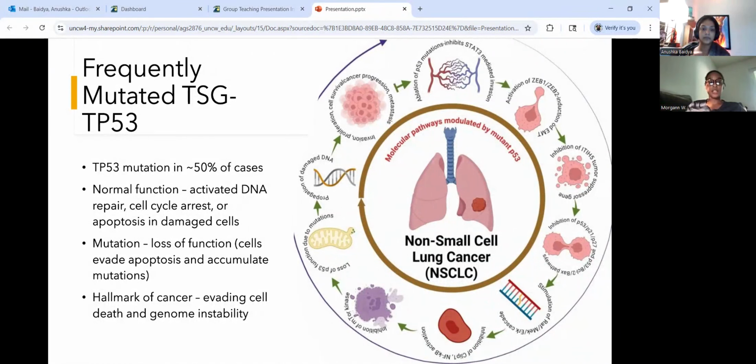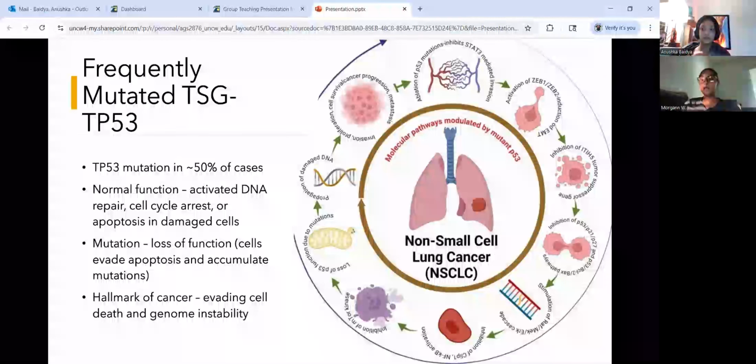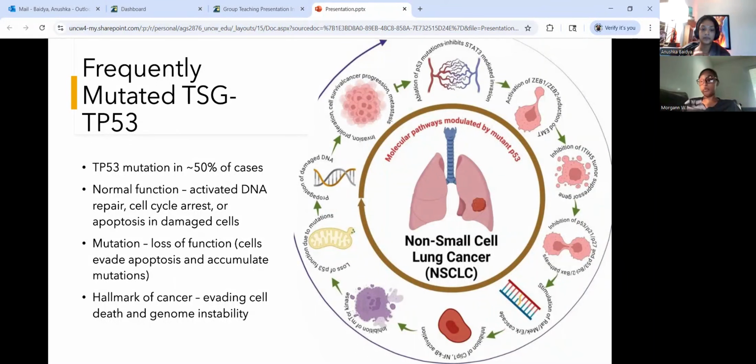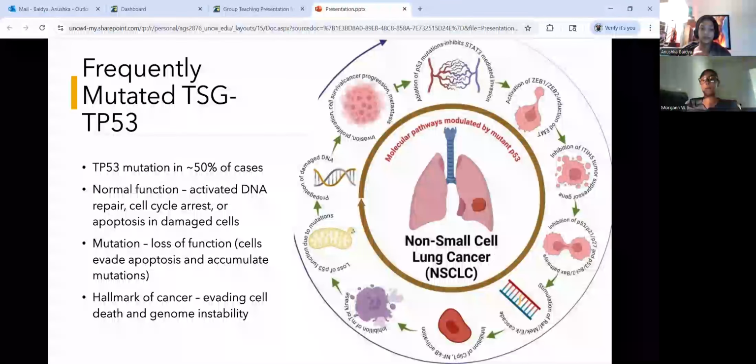But when you have a mutation within the TSG TP53 gene, you initially experience a loss of function, which results in cells being able to evade apoptosis and continue to accumulate mutations. This will ultimately make it even more difficult to treat because there are so many mutations that have to be targeted within a cell. And then just highlighting the hallmark of cancer, this hallmark would be considered evading cell death and genome instability, which gives it one of the qualities of a cancer cell.